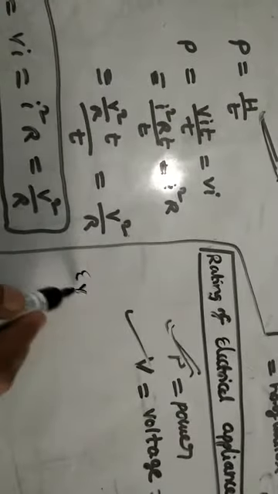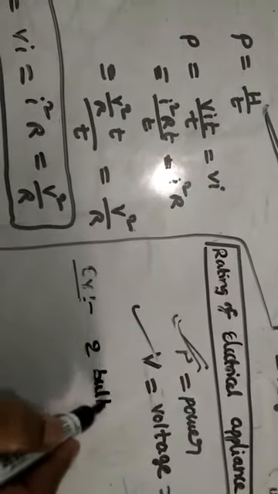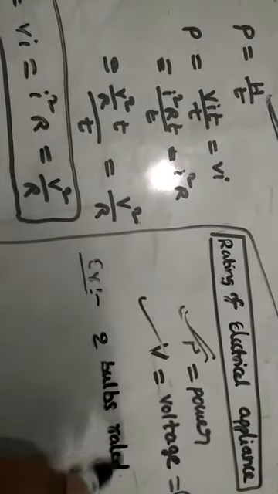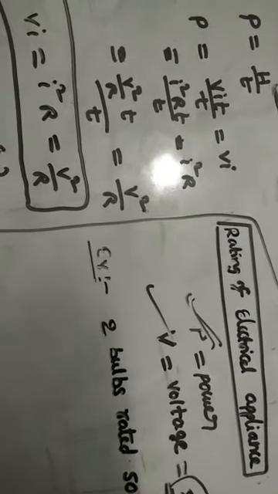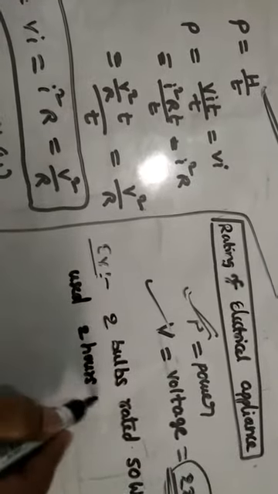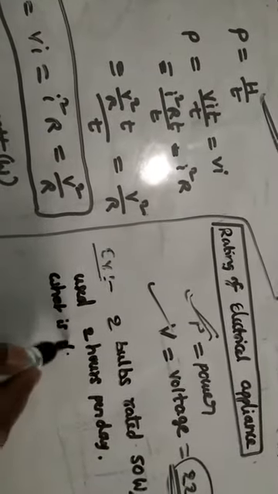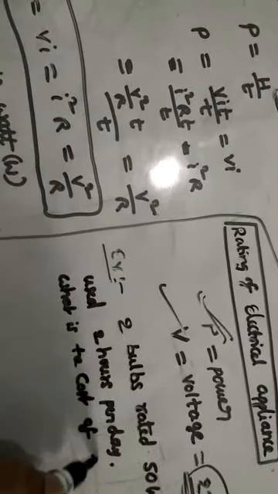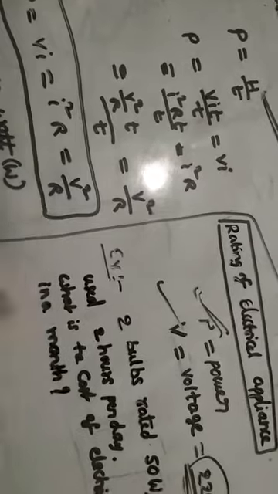Now one small example I want to explain. This type of examples are there in our notebook. Suppose two bulbs are there, rated 50 watt, 220 volt, used 2 hours per day. What is the cost of electric bill in a month? So these are the questions they are giving. Everyone look, how to solve this question.